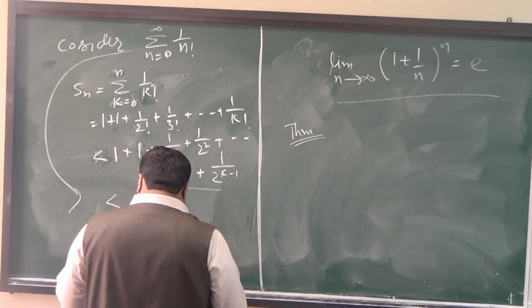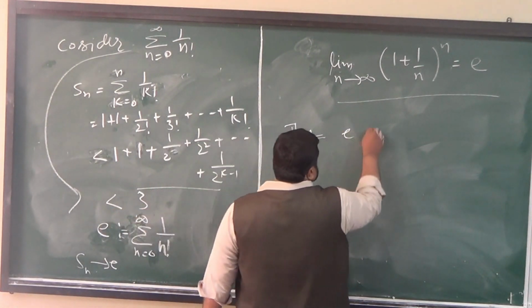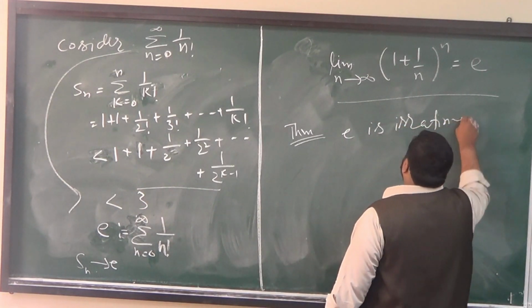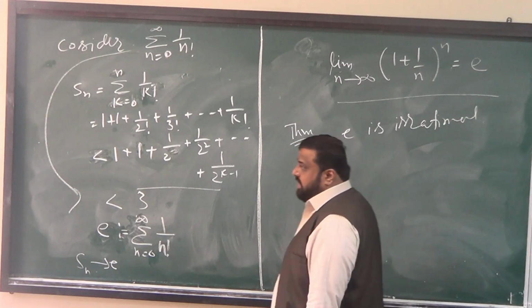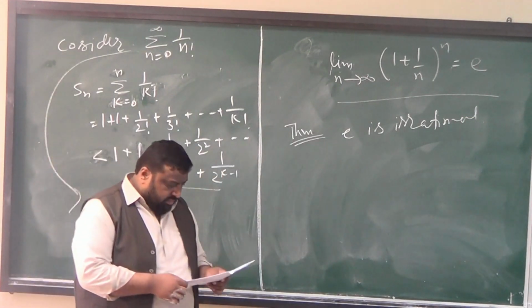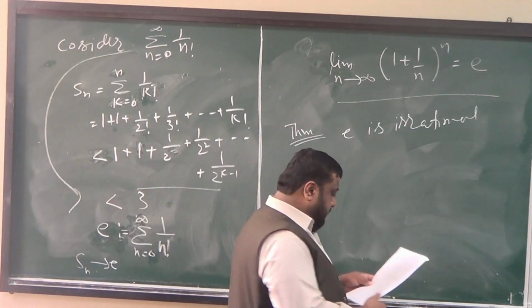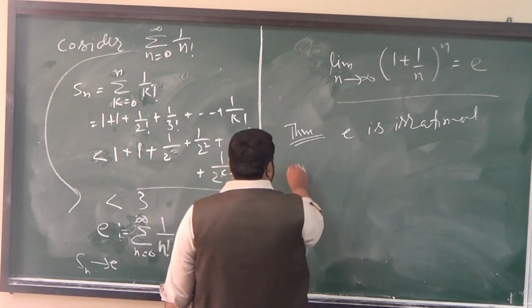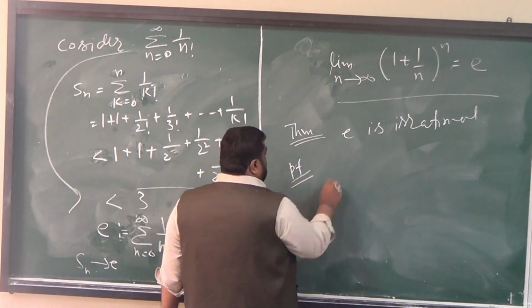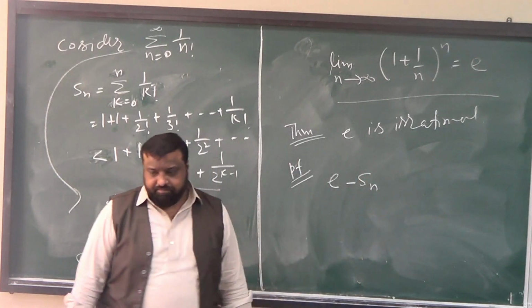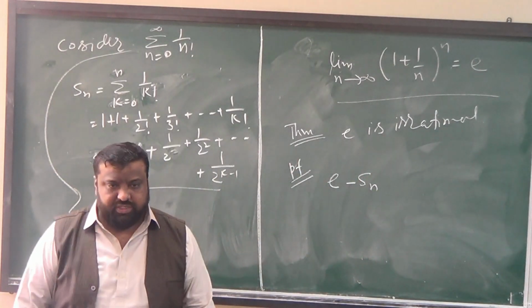Anyway, the next thing is: is e irrational? So we can investigate further about this number e, that it's not rational. And in order to do so, I invite you to look at this guy. What will this guy be?